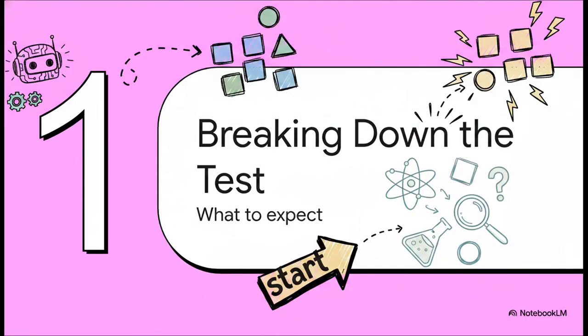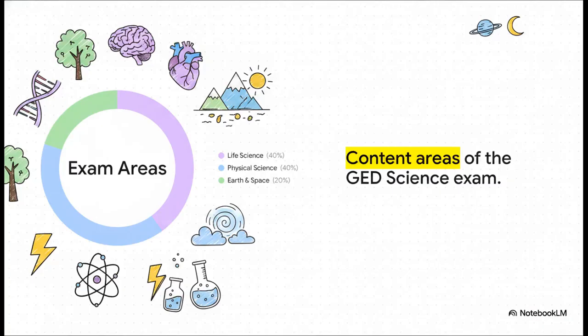Section 1. Breaking down the test. So, what's actually on it? The exam content is broken down into three main areas. Life science makes up a massive 40%. Think ecosystems, human body systems, genetics, stuff like that. Physical science is another 40%, covering things like properties of matter, chemical reactions, and energy. And finally, Earth and space science rounds the whole thing out at 20%, focusing on plate tectonics, weather, and our solar system.